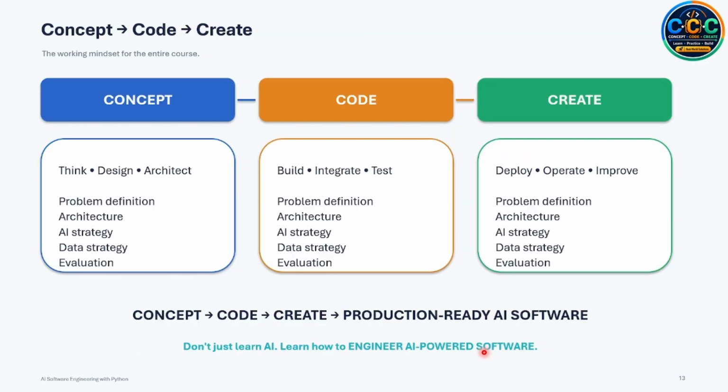Let's close with this mindset for the whole course: concept, code, create. Concept means to think, design, and architect before you actually touch a keyboard. Code is to build, integrate, and test the complete system, whereas create means deploy, operate, and keep improving through monitoring and evaluation. So don't just learn AI, learn how to engineer AI powered systems.